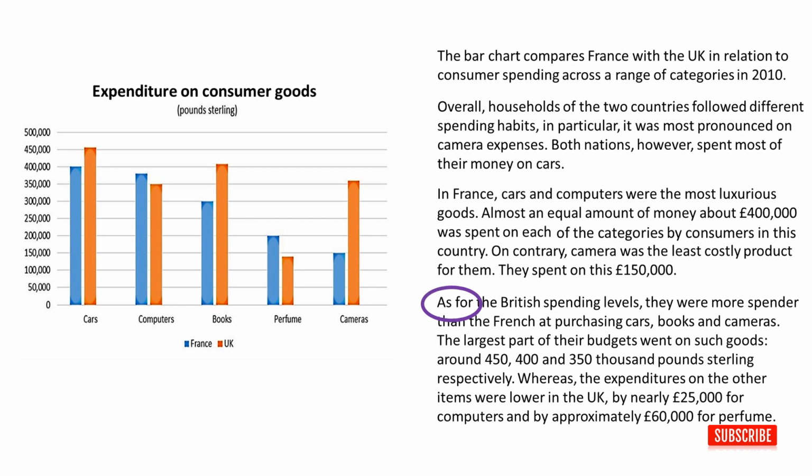The paragraph begins with the phrase, as for. This topic phrase shows that the paragraph is about the British spending levels. I also started the overview paragraph with the word overall. Using these words makes paragraphing clearer and more understandable to an examiner.